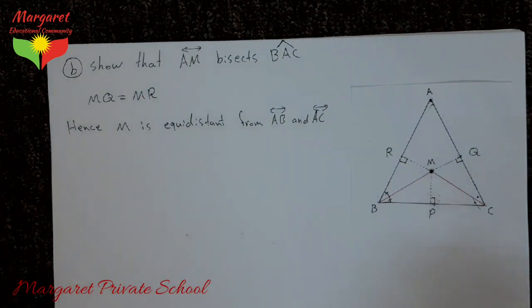And from the second property of bisector, we say that every point equidistant from the two sides of an angle lies on the bisector of that angle.